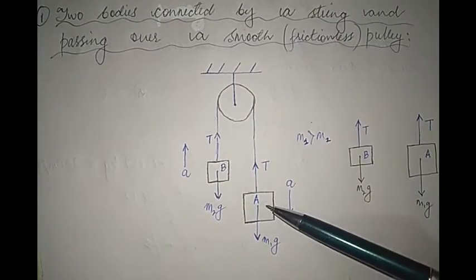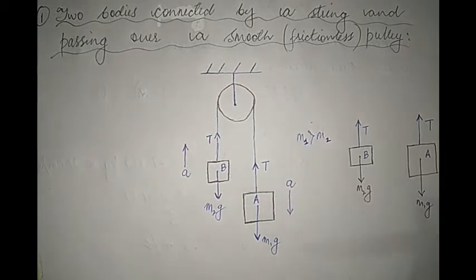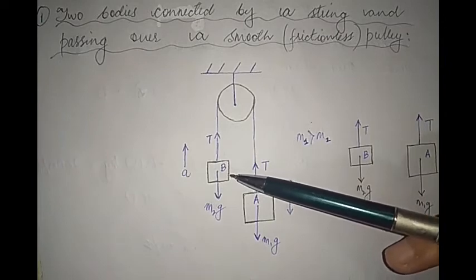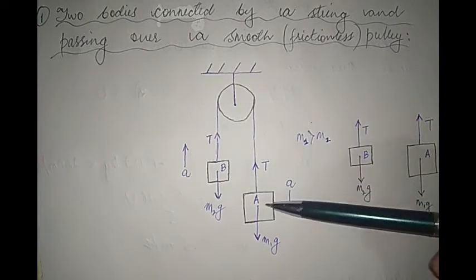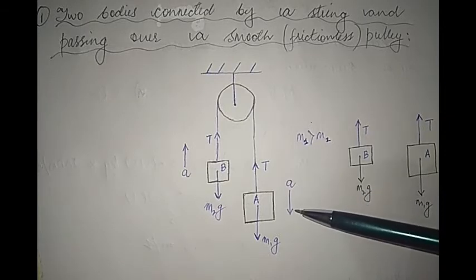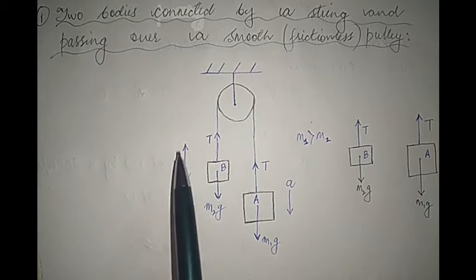Now since the mass m1 of body A is greater than the mass m2 of body B, therefore body A is obviously going to pull this body B. That is, body A will move with a certain acceleration a in the downward direction, and body B is going to be pulled up with the same acceleration a.